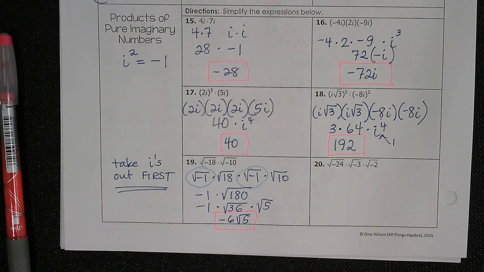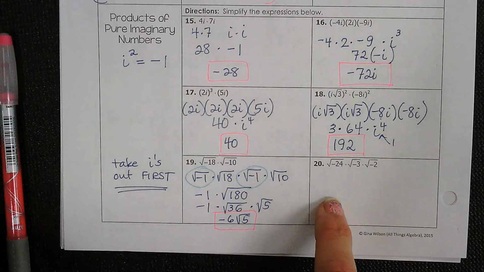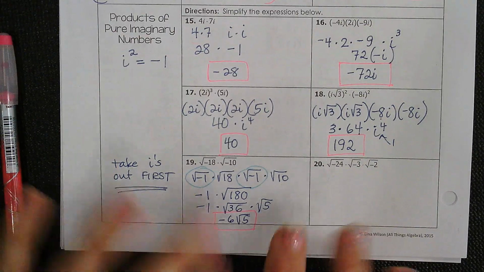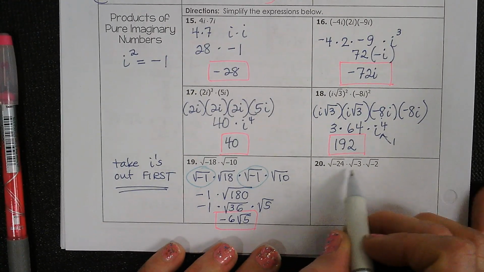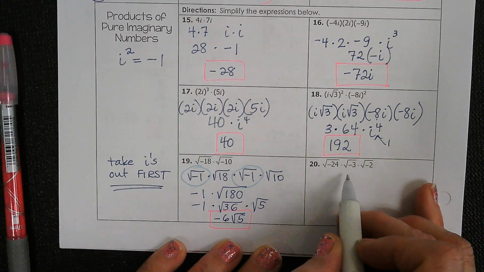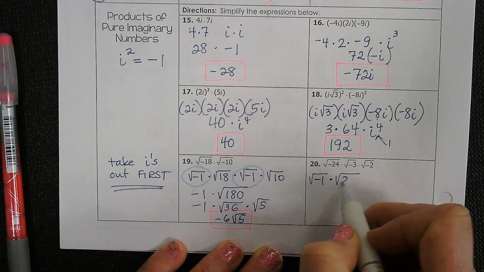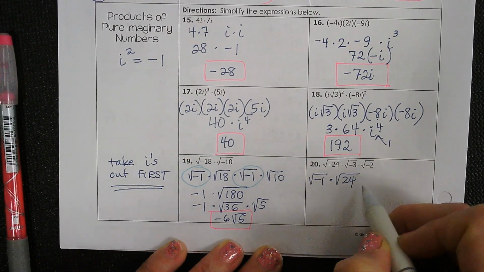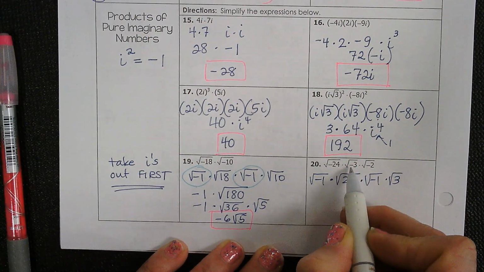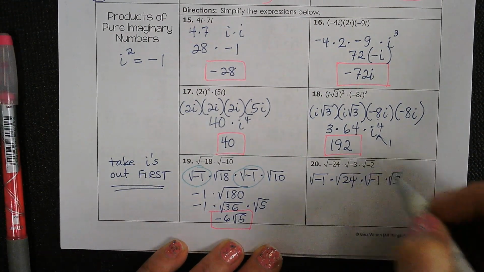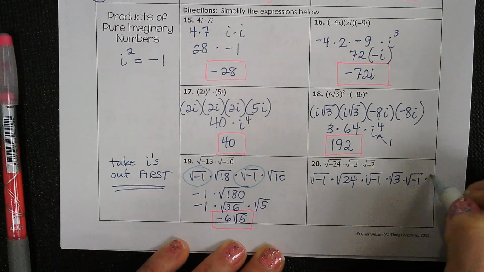So it's very similar to what we've already done, just like this, right? And finally, number 20, at least for these notes, before we add and subtract. So, again, take your i's out first. So this is going to be -1 times 24 for this one. It's going to be -1 times 3 for this one. And then for this one, it'll be -1 times 2.